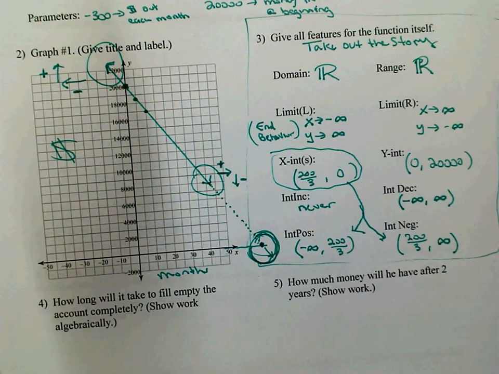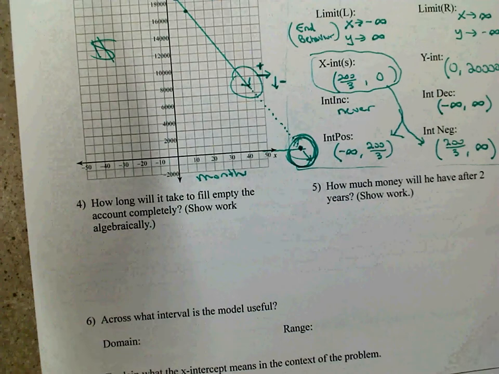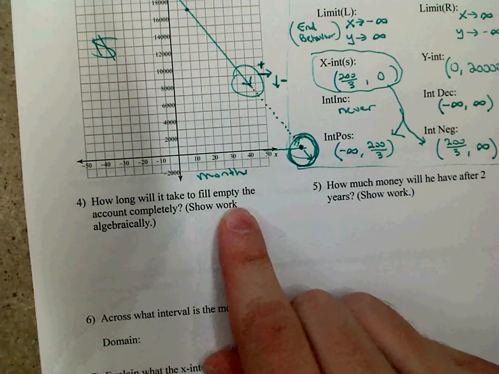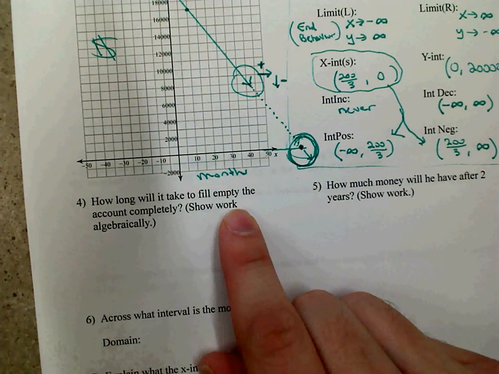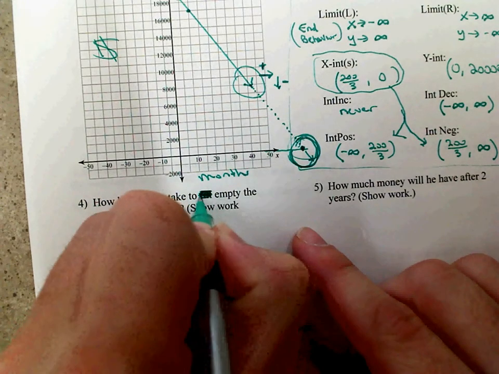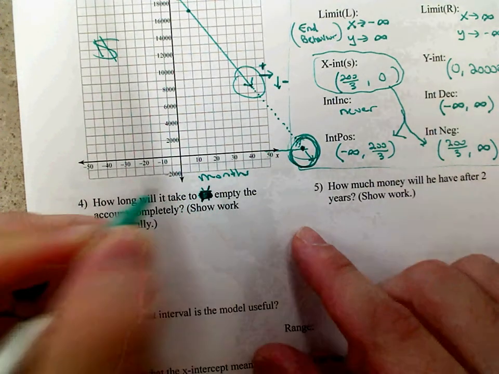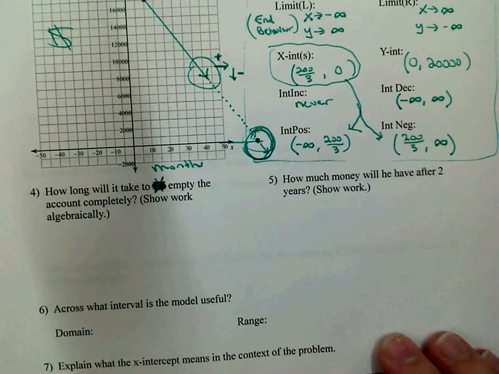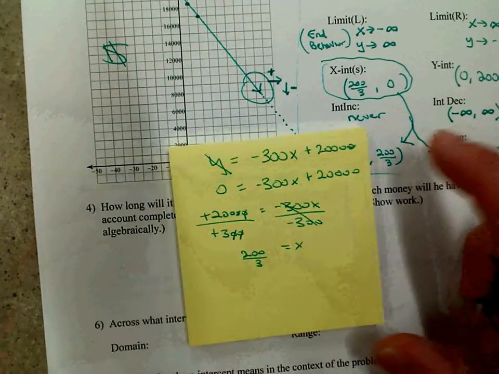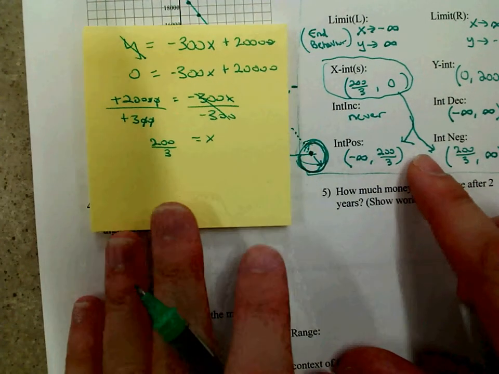All right, so part 4 here. This is all one big comprehensive problem. Part 4, how long will it take to empty the account completely? I started to write something different and never deleted it. I should just say to empty the account completely. Now, you ask yourself, how much money would I have if I empty the account completely? Well, hopefully you would have $0. Now, we already did that work. It's right here.